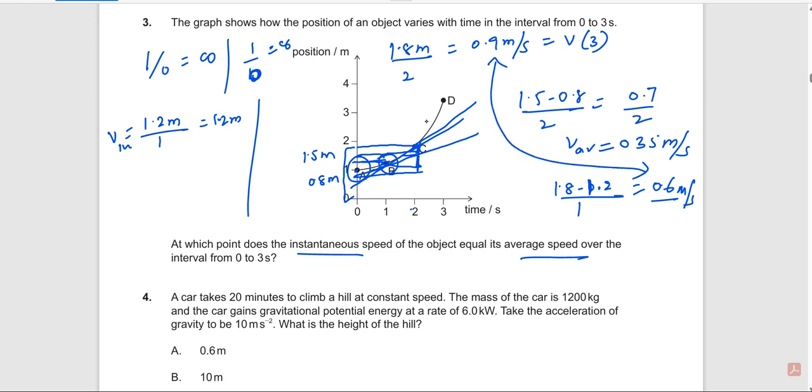If I do the exact graph, I will get it correctly. But since there are approximations I have made, I am getting these closer to each other, and as a result of it, the answer here is C. Okay, this is answer C.